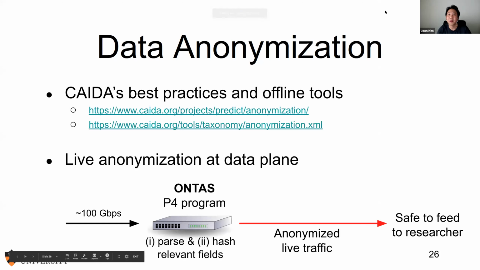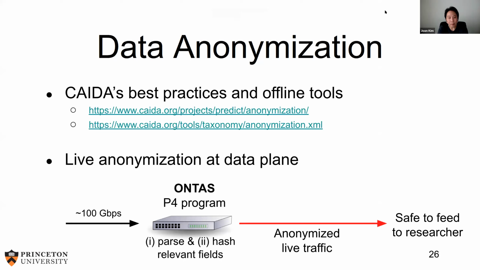So let's talk about data anonymization, which is very important too. Everyone might know CAIDA. CAIDA is a really good place where they also publish data, public real trace data. They have really good best practices and offline tools listed on their website. I encourage you to go there so that you can learn their practices. They also have a really good taxonomy of offline tools you can use when you're anonymizing your network traffic data.